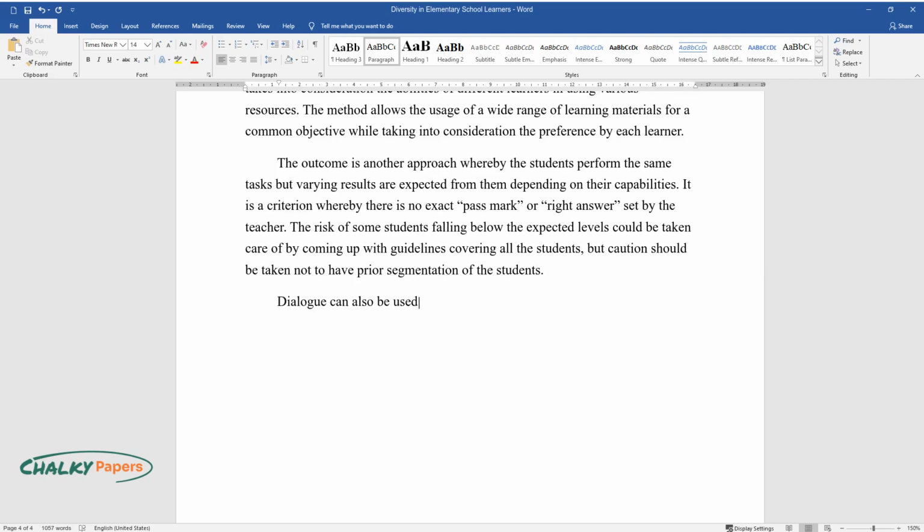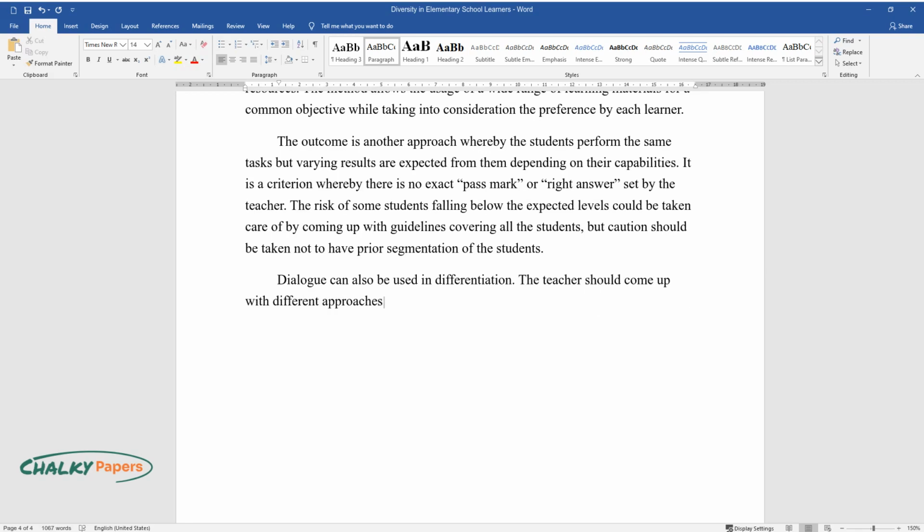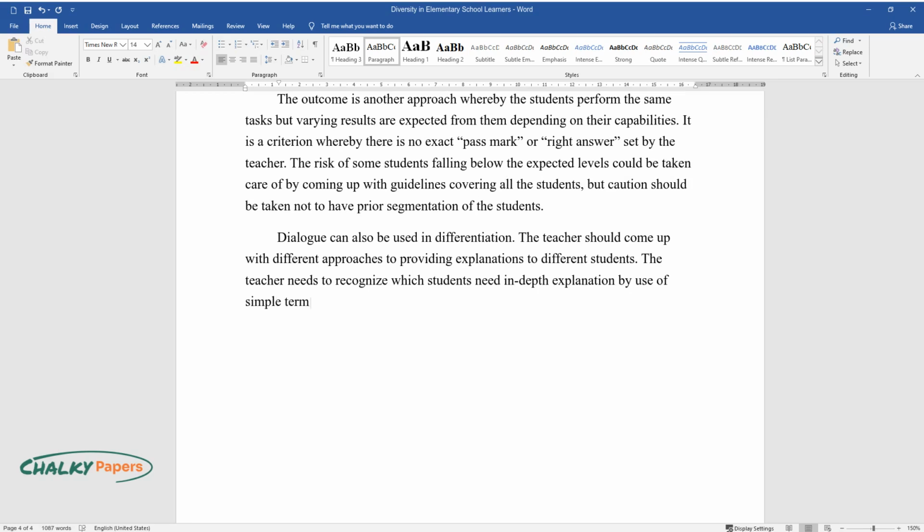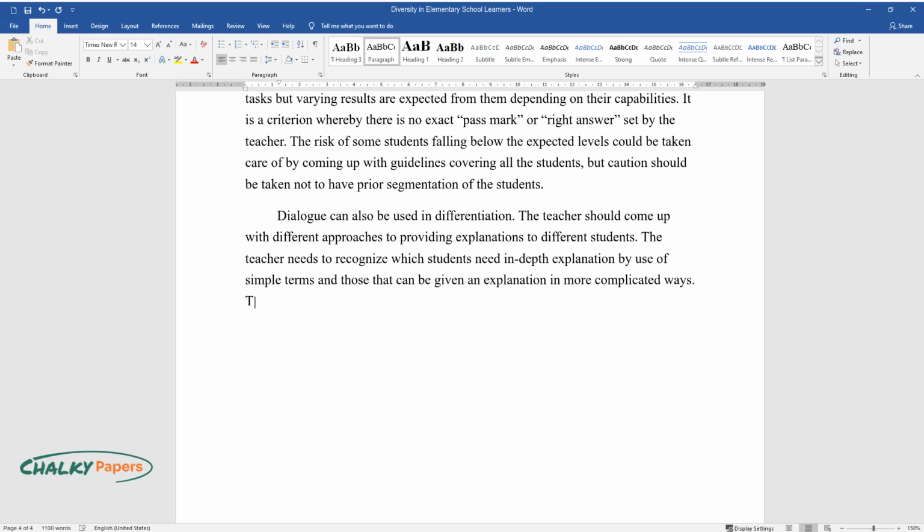Dialogue can also be used in differentiation. The teacher should come up with different approaches to providing explanations to different students. The teacher needs to recognize which students need in-depth explanation by use of simple terms, and those that can be given an explanation in more complicated ways. This will also dictate how the teacher engages both categories of students in discussions.